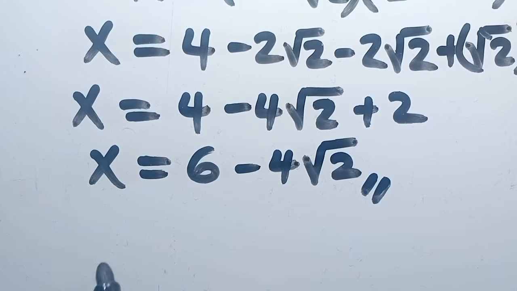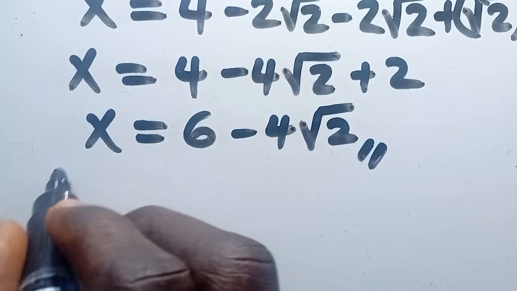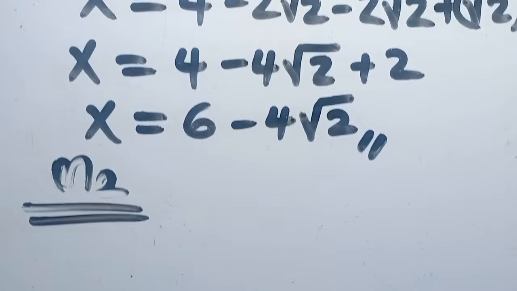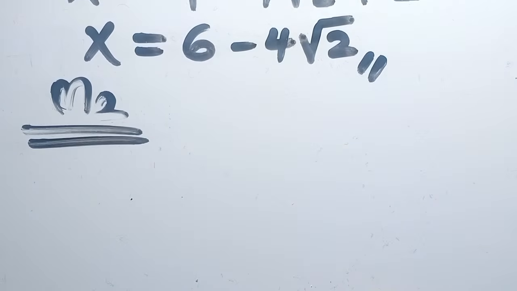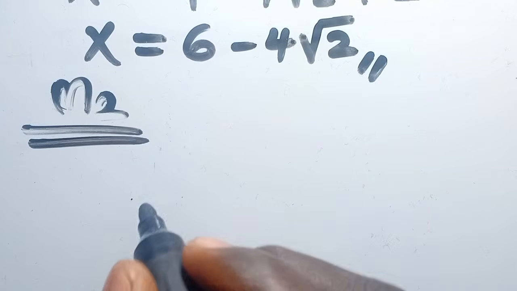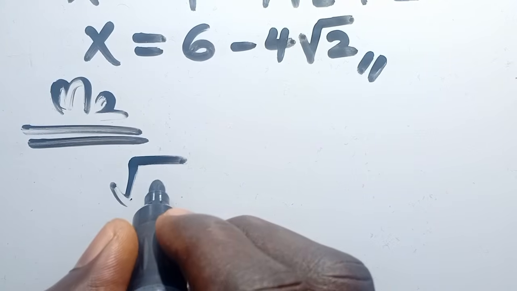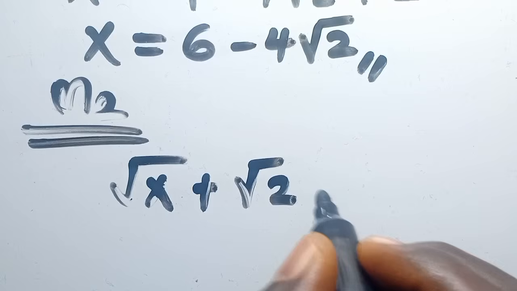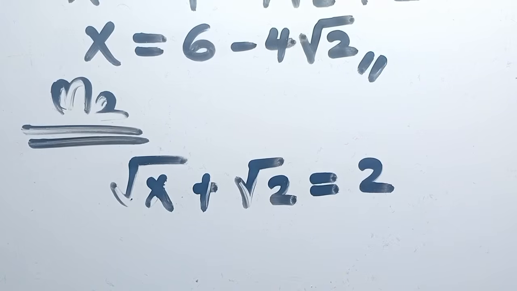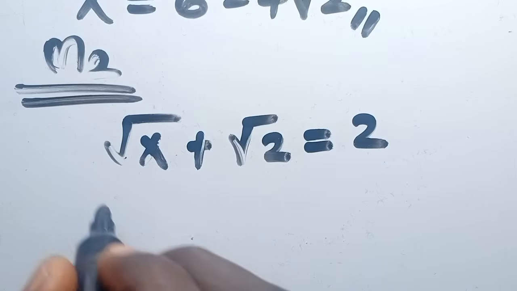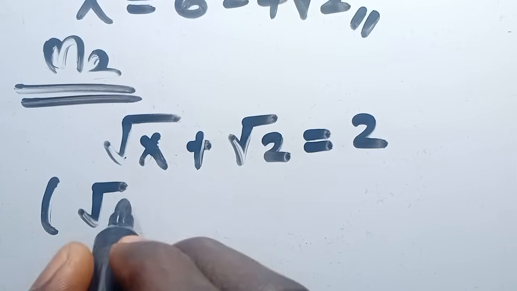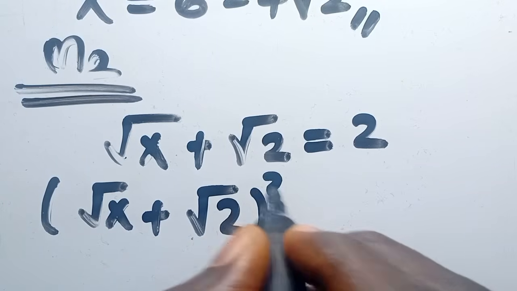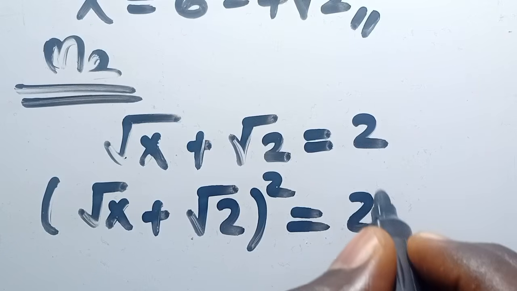Then by applying method 2, we are going to have root x plus root 2 equals 2. Let's square both sides. We have root x plus root 2 squared equals 2 squared.